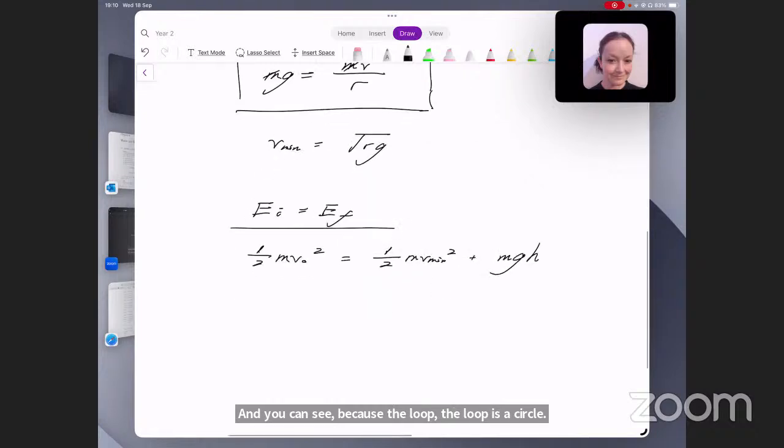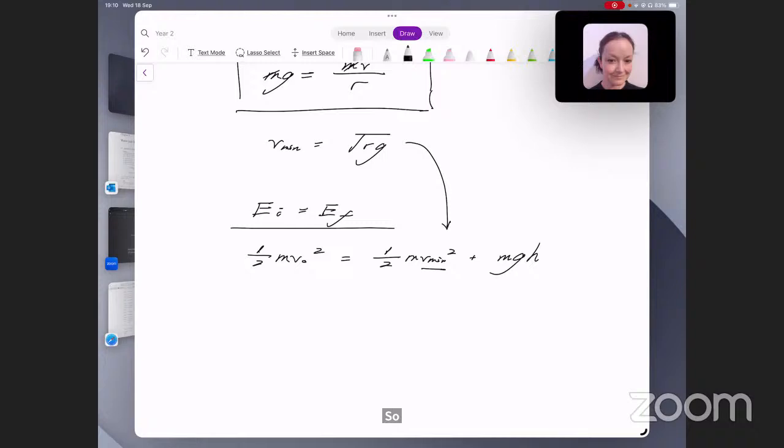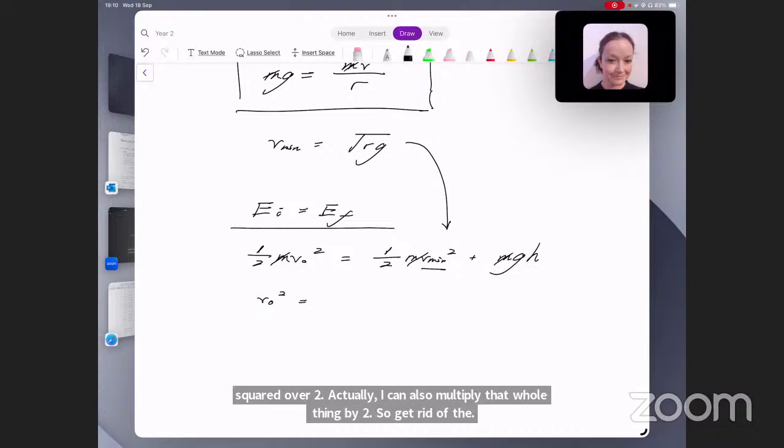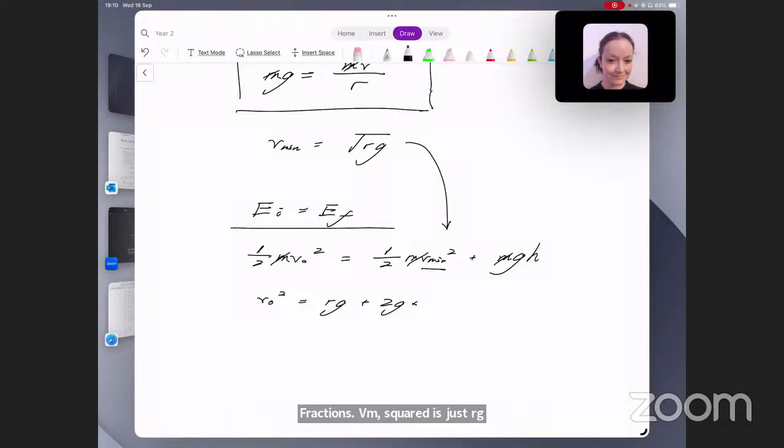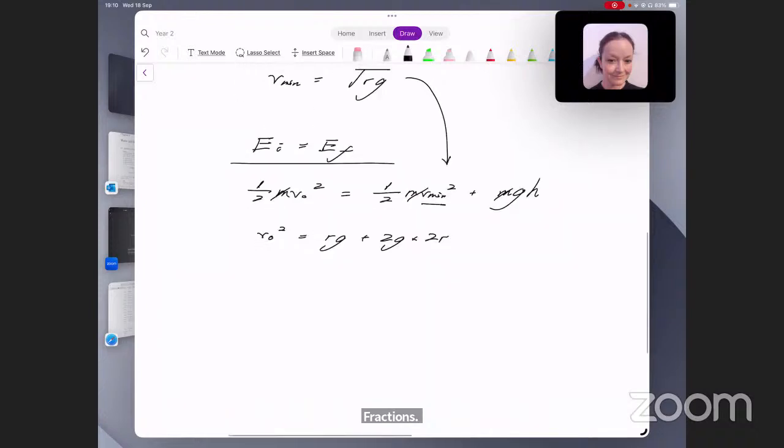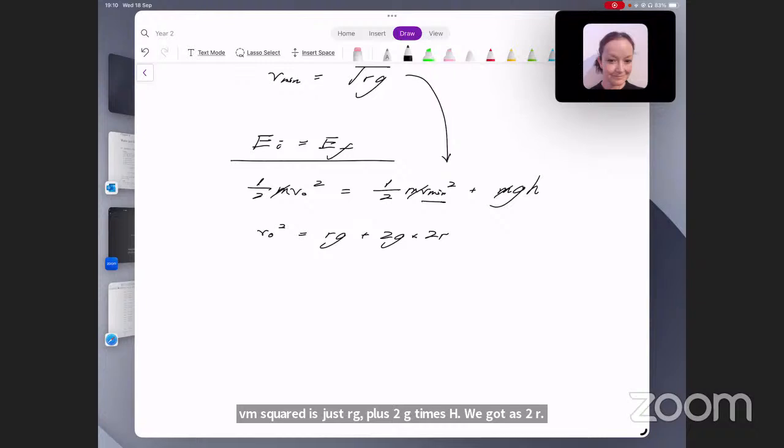So this V min here, we have this expression from here to plug in. If we cancel out all the m's, V squared over 2. Actually, I can also multiply the whole thing by 2 to get rid of the fractions. V min squared is just RG plus 2G times H, which we got as 2R. So this gets me V naught squared equal to 5GR. So V naught is root 5GR.